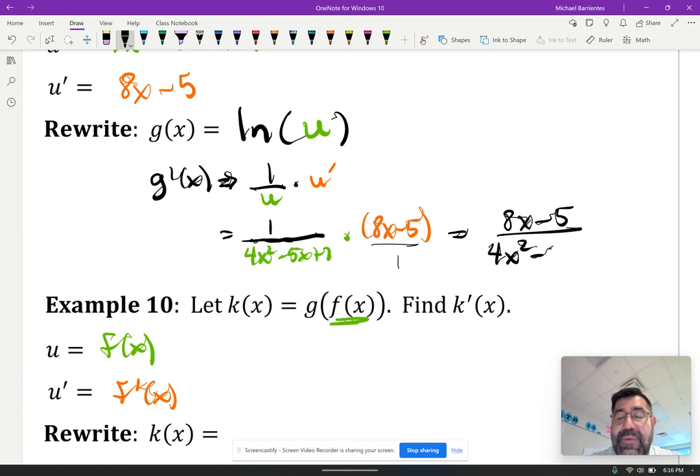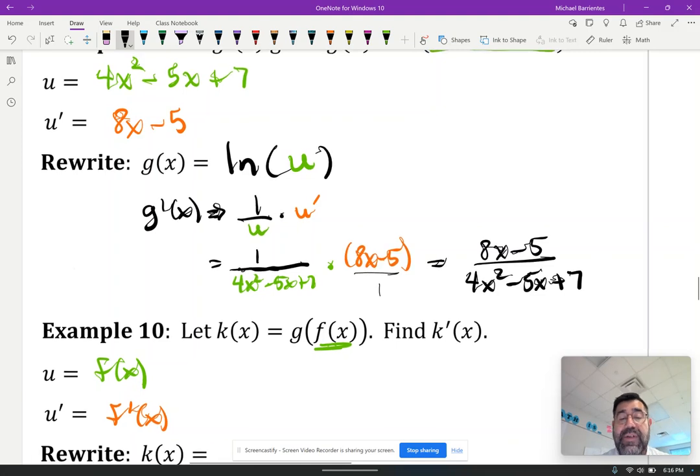And it turns out that whenever I deal with natural log, the derivative of the natural log is the derivative of the inside over the inside. That basically is what it amounts to. The derivative of the inside over the inside. Okay. And we're done.